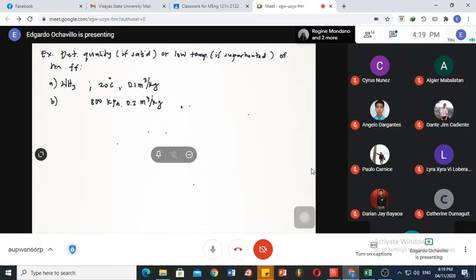So, example: determine the quality if saturated or low temperature, if superheated, of the following. Letter A: NH3, this is ammonia, temperature 20 degrees Celsius and its specific volume of 0.1 meter cube per kilogram. Letter B, also ammonia, 800 kilopascal and 0.2 cubic meter per kilogram. So determine the quality.